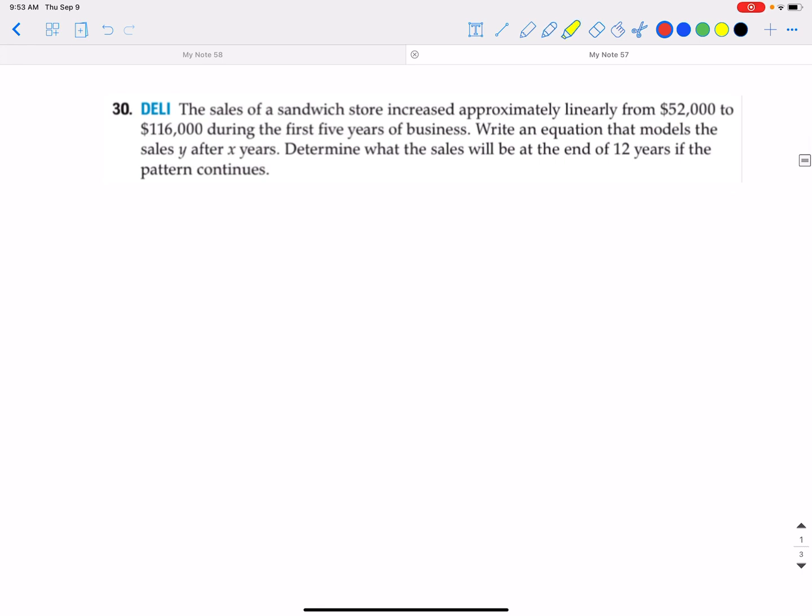Here's one more. The sales of a sandwich store increased approximately linearly from $52,000 to $116,000 during the first 5 years of business. Write an equation that models the sales Y after X years. Determine what the sales will be at the end of 12 years if the pattern continues. So this doesn't really specifically tell you how much more they earn per year. It just says that it goes linearly from $52,000 to $116,000 during the first 5 years of business.